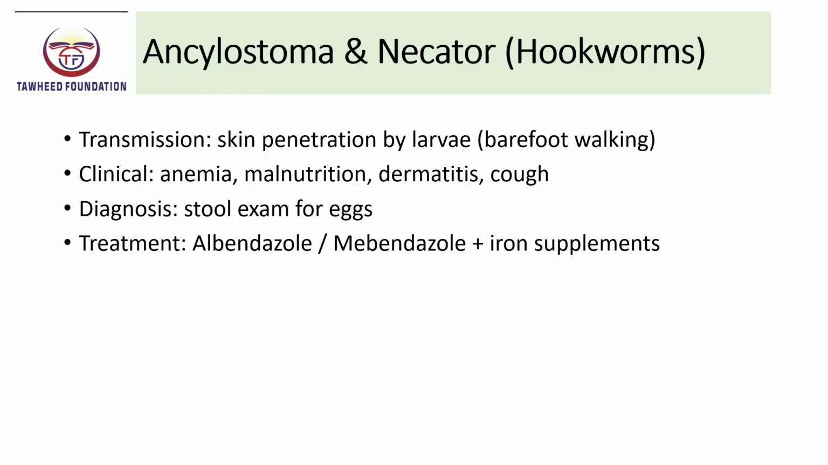The mouth is provided ventrally and dorsally with cutting plates. Its morphology: the male measures 8 centimeters in length. The posterior end is broadened into a membranous copulatory bursa, which is provided with two long spicules fused distally. The female measures around 10 centimeters in length. The posterior end is straight.